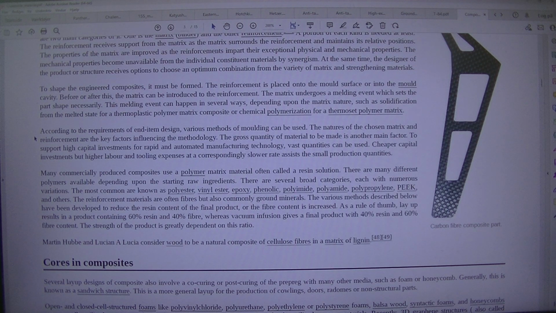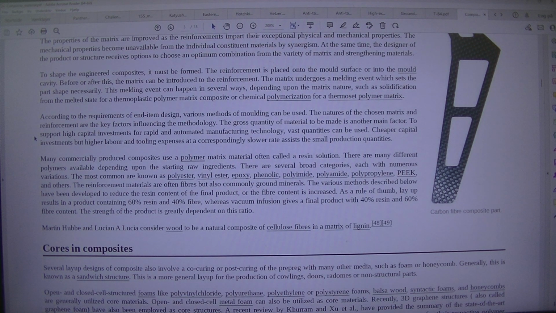To shape the engineered composites, it must be formed. The reinforcement is placed onto the mold surface or into the mold cavity. Before or after this, the matrix can be introduced to the reinforcement. The matrix undergoes a melding event which sets the part shape necessarily. This melding event can happen in several ways, depending upon the matrix nature, such as solidification from the melted state for a thermoplastic polymer matrix composite or chemical polymerization for a thermoset polymer matrix.